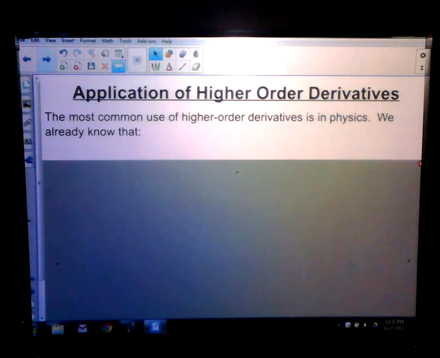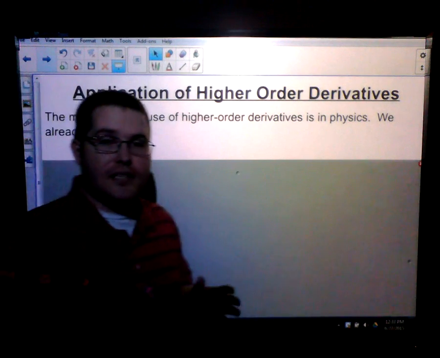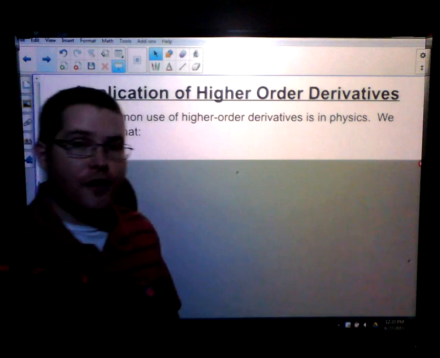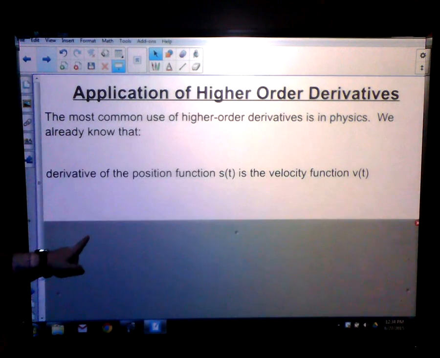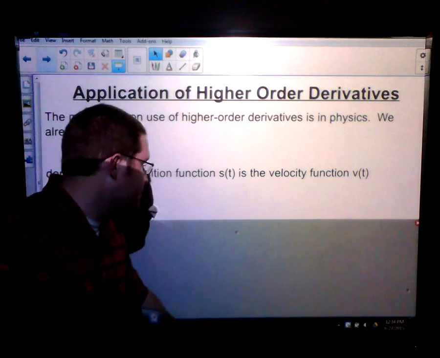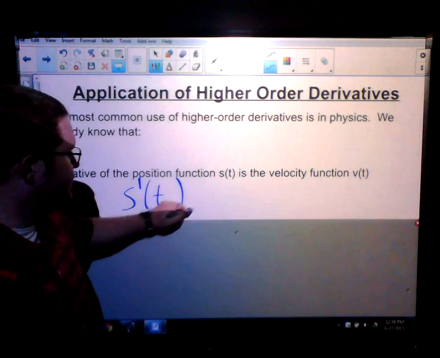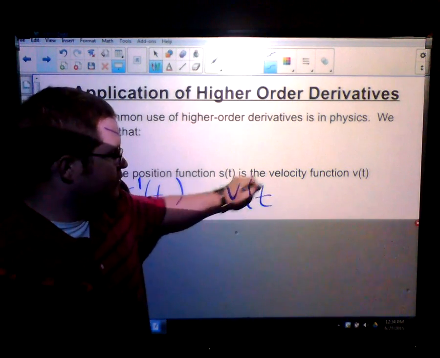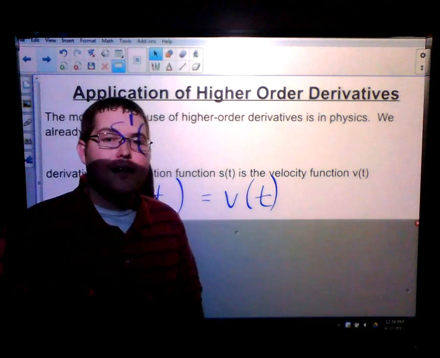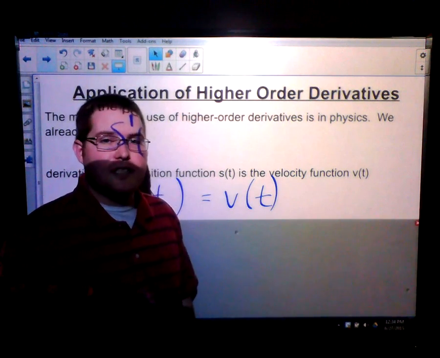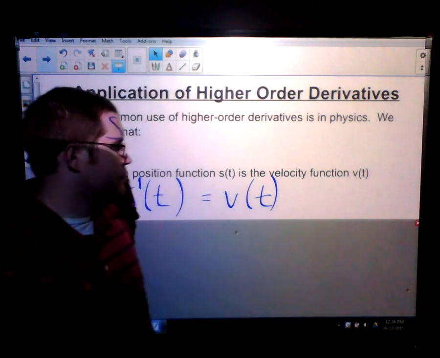We use them in physics. Okay, physics. Remember, there's an entire mini lesson out there dedicated just to physics. So focus on that if you're having trouble with this. You already know that the derivative of the position function is the velocity function. Remember, position is s, and if I take the derivative of position, I get velocity. Why? Because velocity tells you how fast you're changing. I'm going 60 miles per hour.